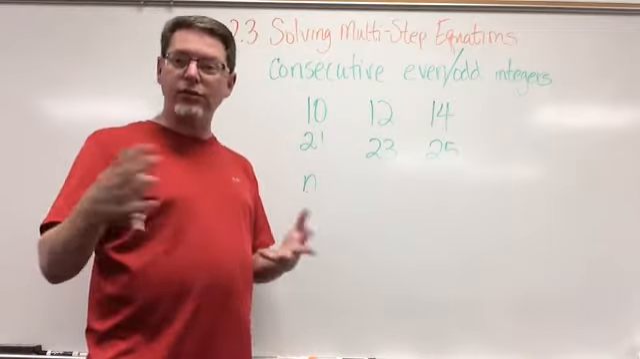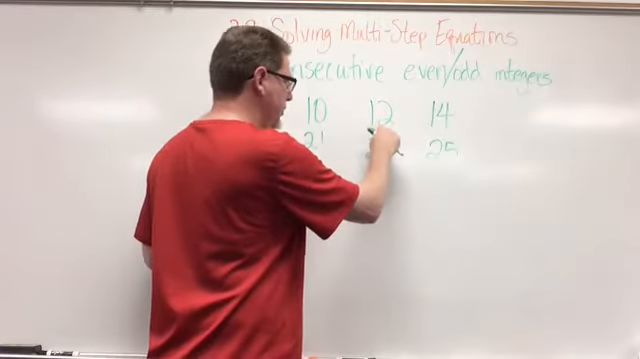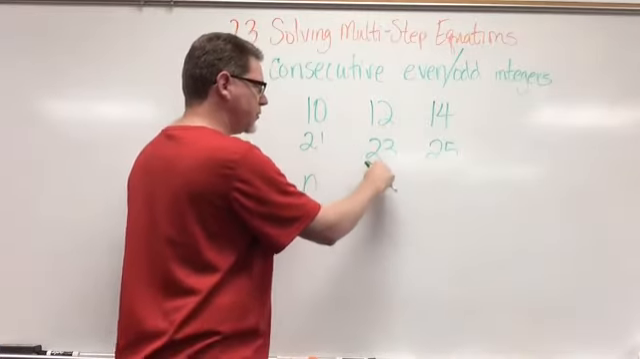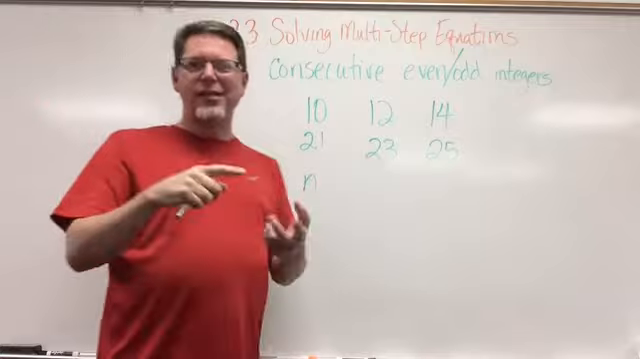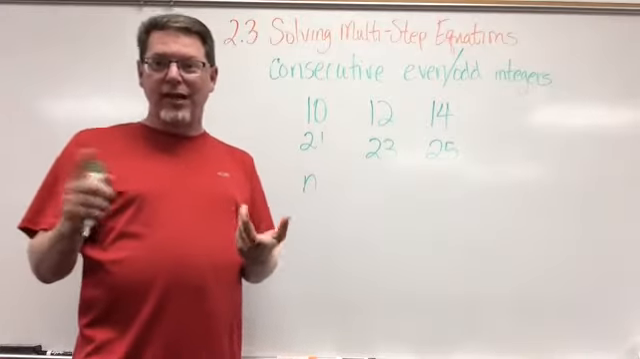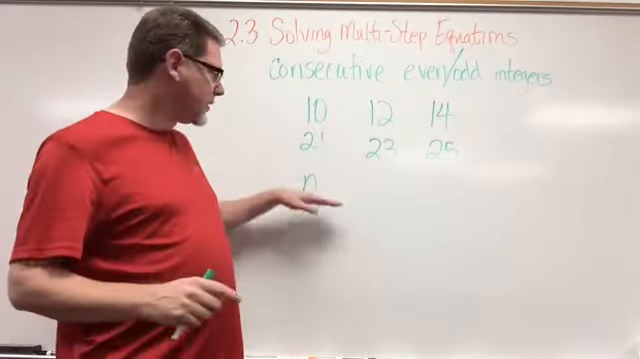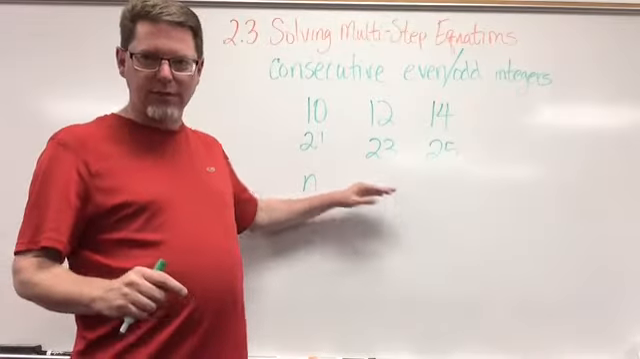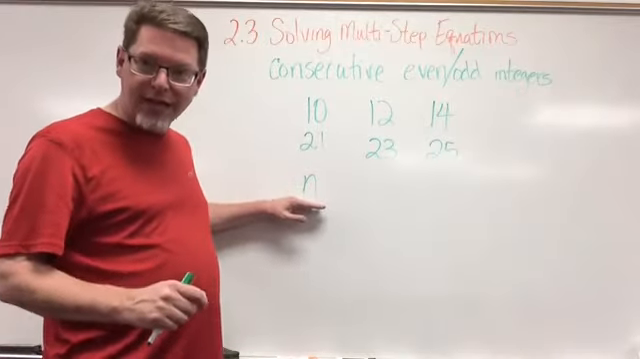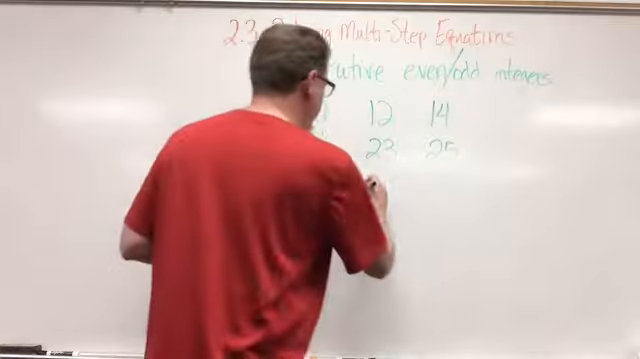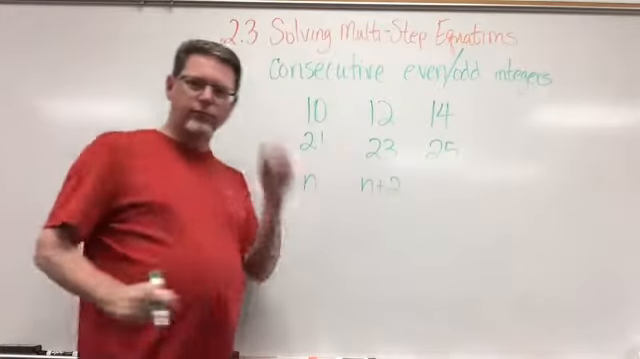I hope you said it right. You added 2, because 10 plus 2 is 12, and 21 plus 2 is 23. So to get to the second consecutive odd or even integer, I have to add 2. So it's not just plus 2. I take the original integer n and I add 2 to that. So it'd be n plus 2.